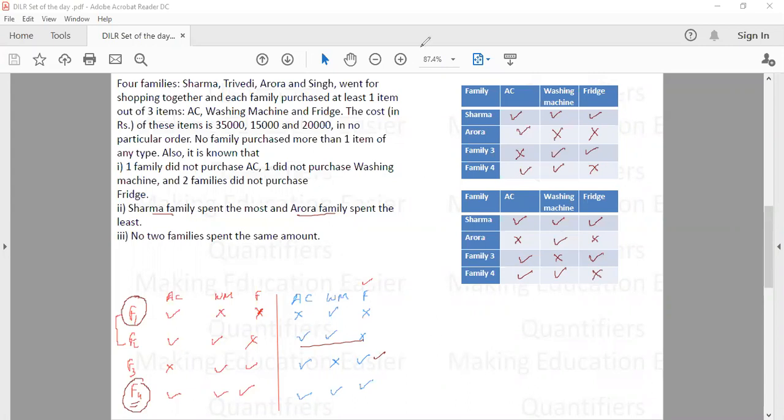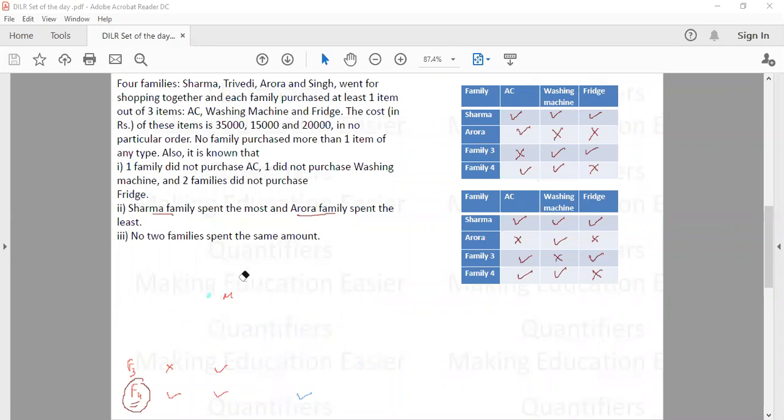Now let us do the questions. But before that, one more thing is there. Since we are getting two cases, we can see that in the first case, we know that the prices are 35,000, 15,000, and 20,000. This is my case one, and this is case two. Now, in case one, I can say that the price of AC cannot be 35,000.